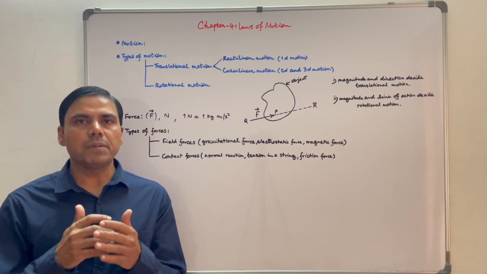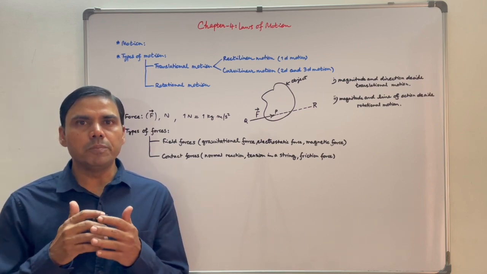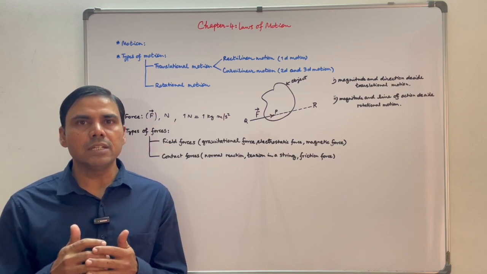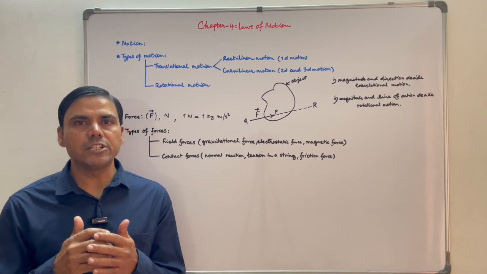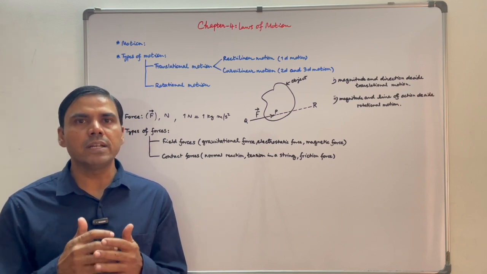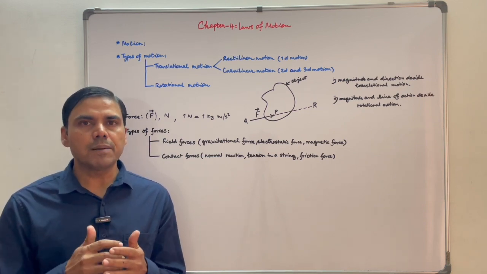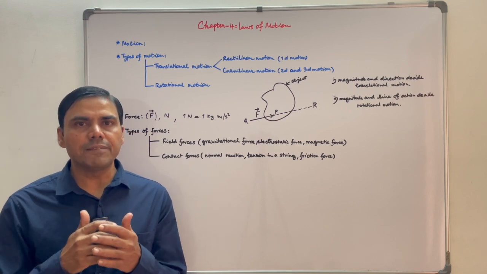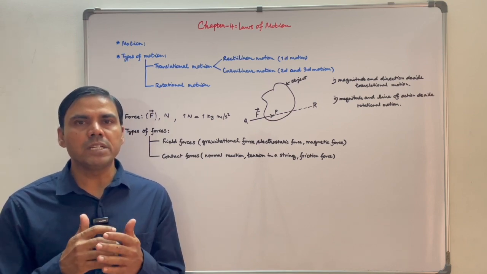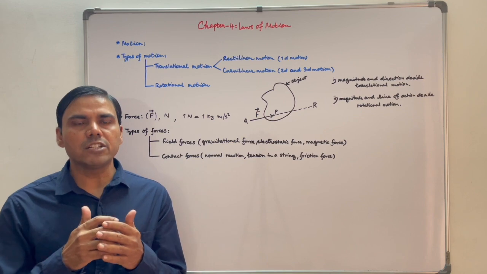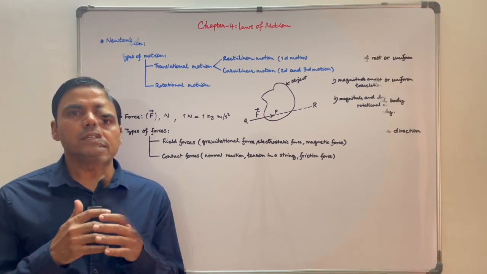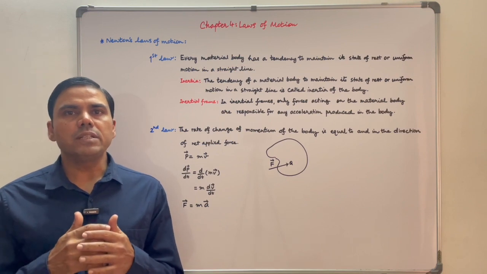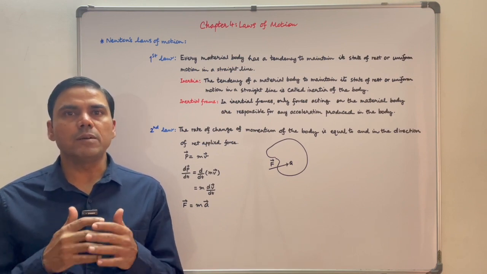When one object applies a force on another without being in direct contact with each other, this type of force is known as field force. For example, gravitational force, electrostatic force, and magnetic force. In this chapter, we will consider only gravitational force, as every object experiences gravitational pull towards Earth, and that is considered as its weight.